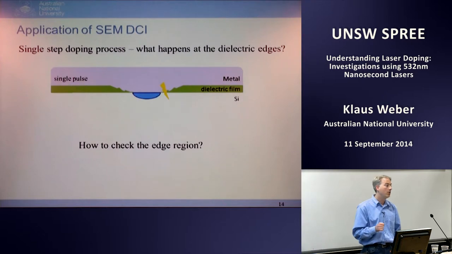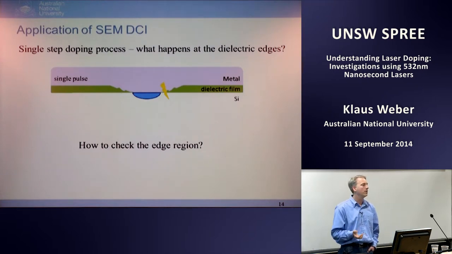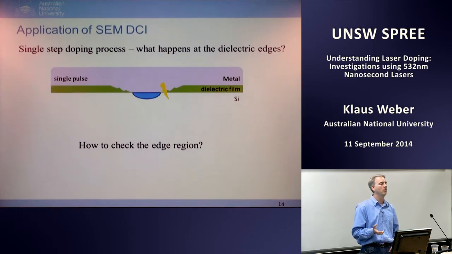That process is obviously more involved and we have to do an aligned process. We have to align the contact opening to the doped regions, which is not very nice for an industrial process, but it's a lot more robust. But in the end, what we would really like is to be able to do everything in one step. So we have our dielectric in place, we apply any dopant that we need, we do the laser processing, and that gives us the opening and the laser doping in one step.